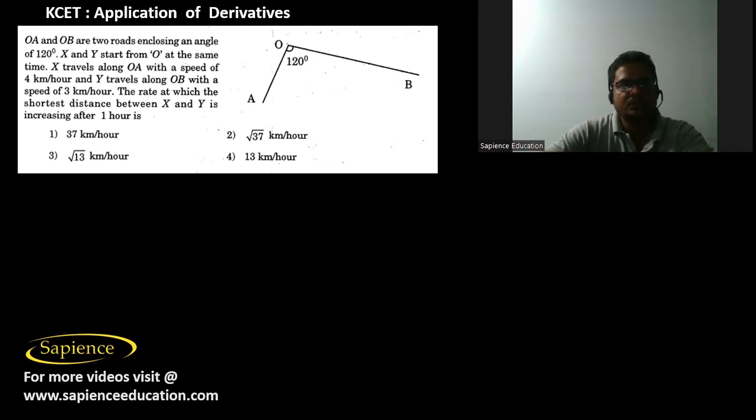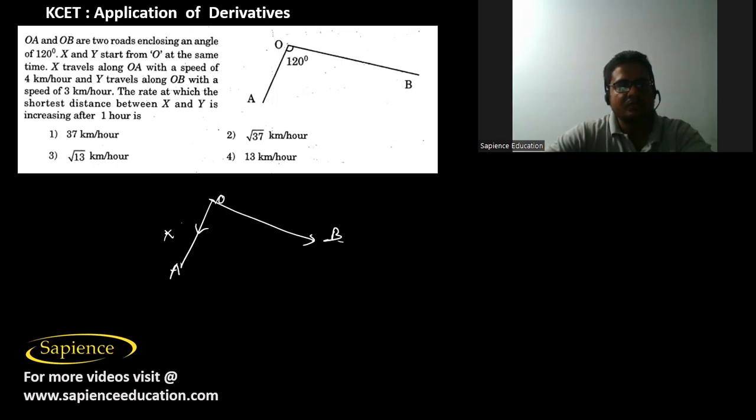Then here it is told OA and OB are two roads enclosing an angle of 120 degrees. X and Y start from point O at the same time. X travels along OA, and Y is traveling along OB.